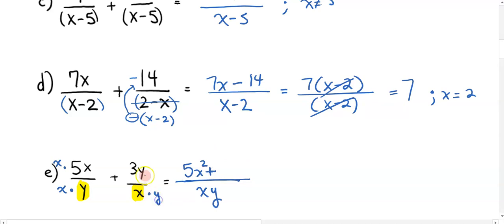And then I'm going to multiply by y to get xy. So I'm just creating equivalent fractions with a common denominator. So now I'm going to get 3y squared. I look to see if I can factor. I can't factor, so this is my final answer, such that x can't be 0 and y can't be 0. Right? I should be saying can't be 0.